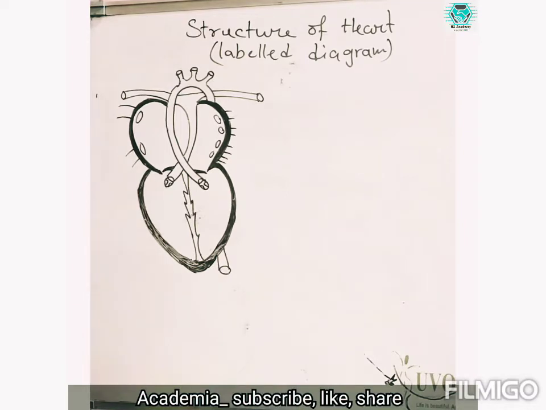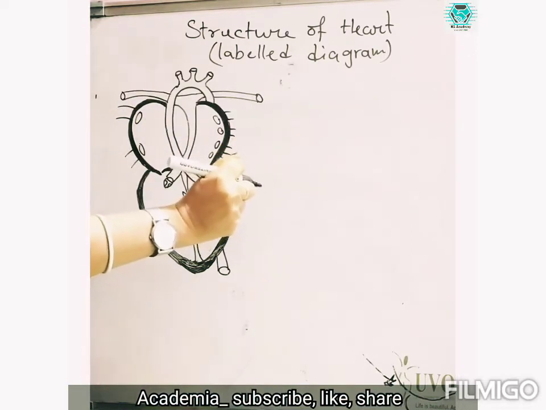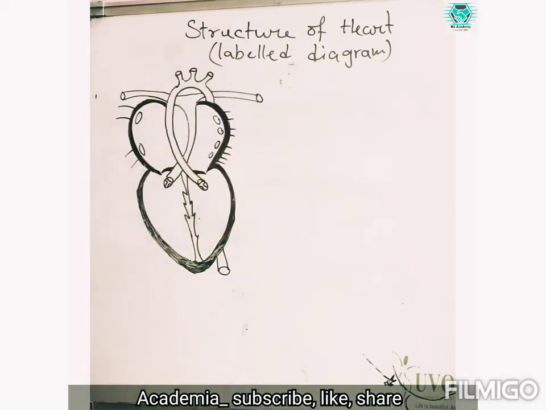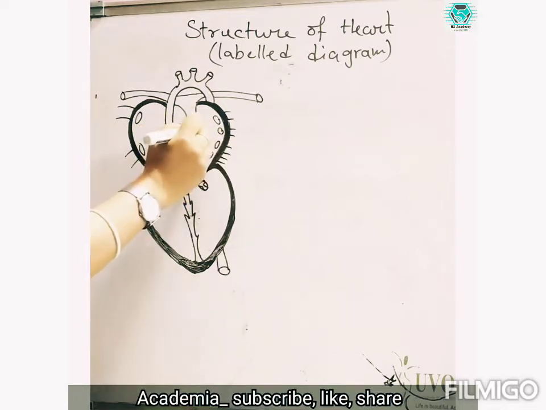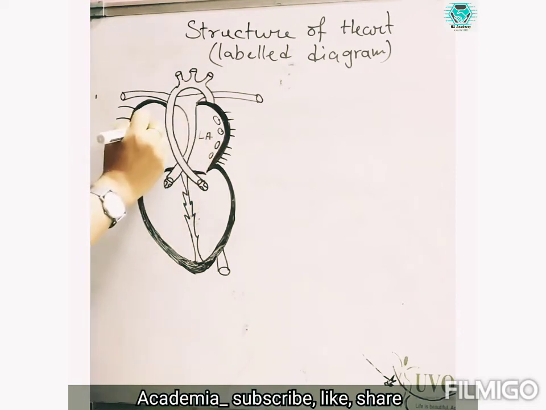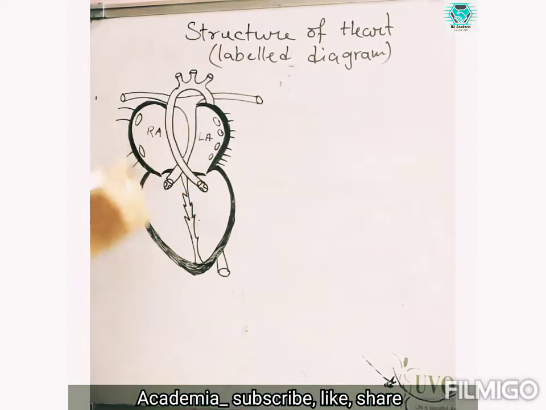So the structure of our heart is like this. Now we can see here in the diagram, there are two upper chambers. This one is called the left auricle, and this one is the right auricle.